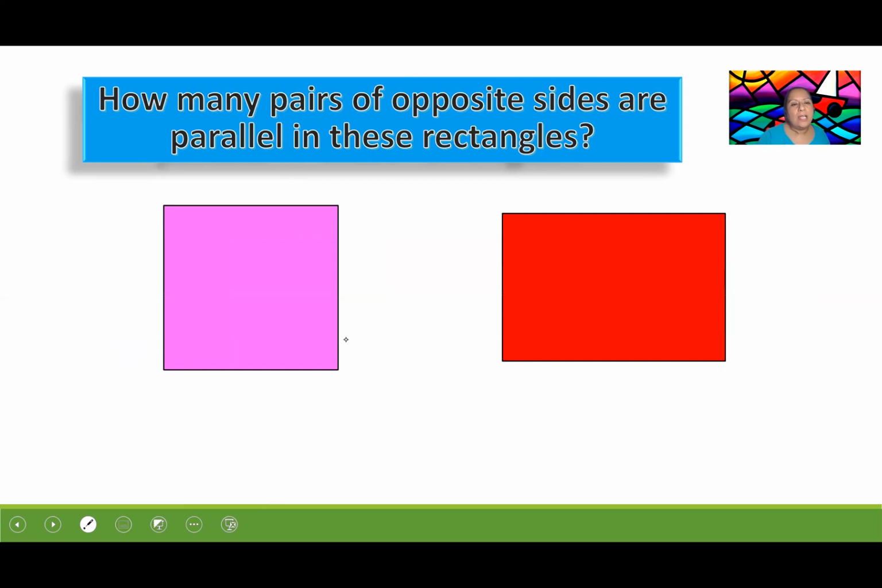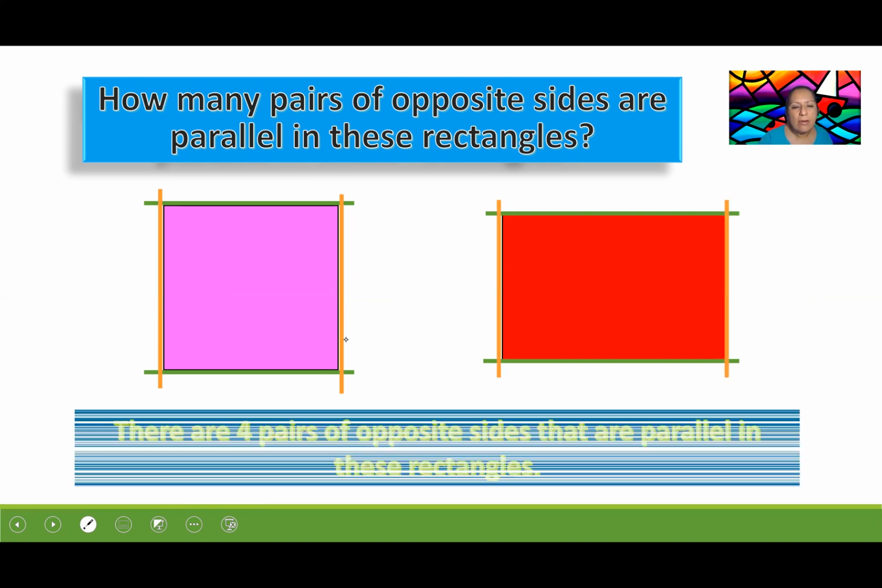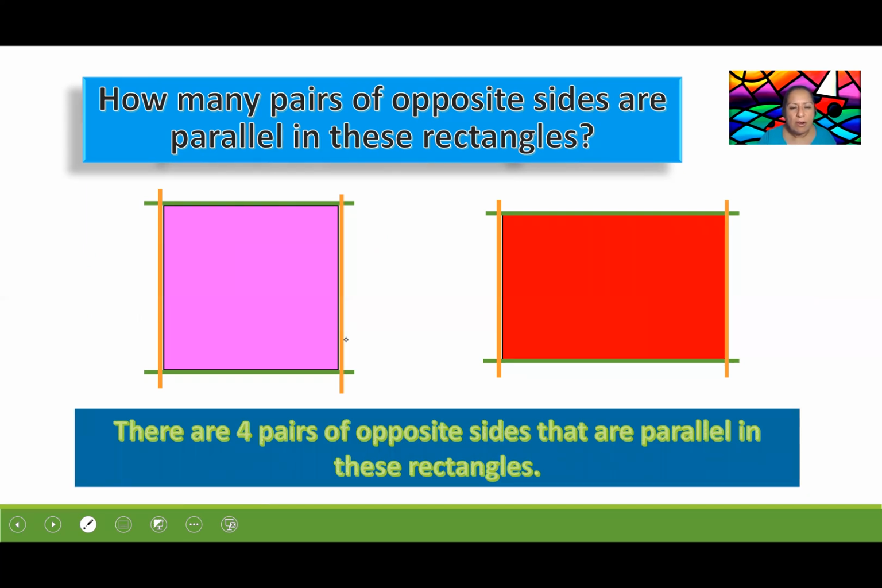The next question says, how many pairs of opposite sides are parallel in these rectangles? So this is the first parallel side that we can see in the square. And this is the other set. So the square has 2 parallel sides. And the rectangle has this set of parallel sides. And we add another set of parallel sides. So if you count them all together, it's going to be 4. So there are 4 pairs of opposite sides that are parallel in these rectangles.